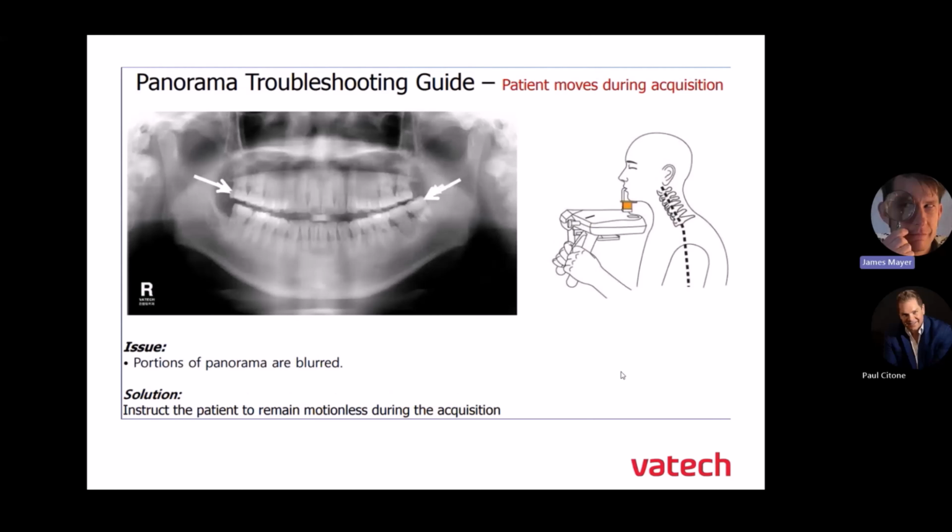Paul, what happens whenever the patient moves? If we don't have those temple supports tight, what happens then? The entire image usually is going to be blurry and not well defined. Yeah, so that's really important to get those temple supports nice and tight, and that's going to eliminate or reduce the chance for any patient movement there.